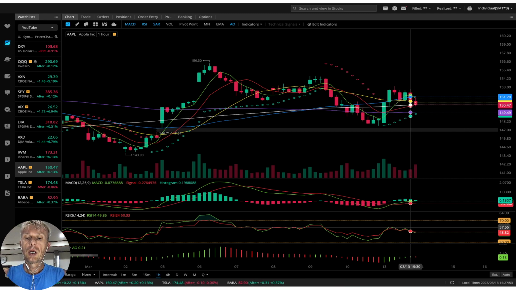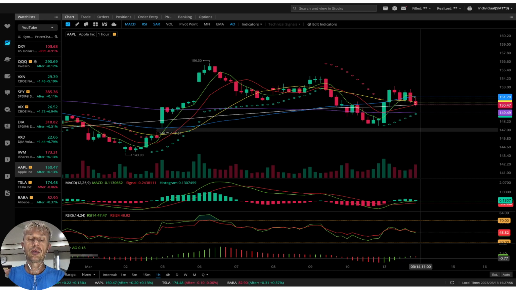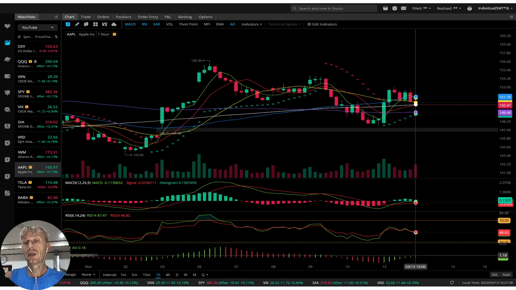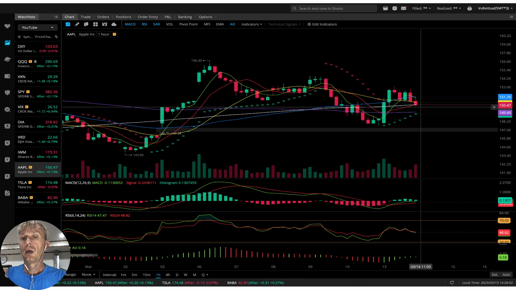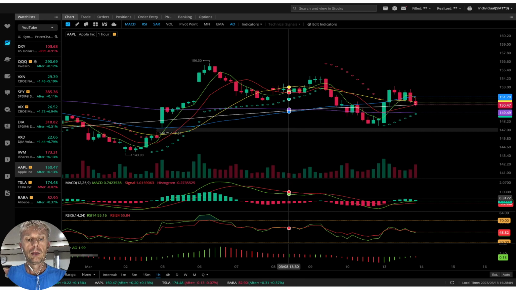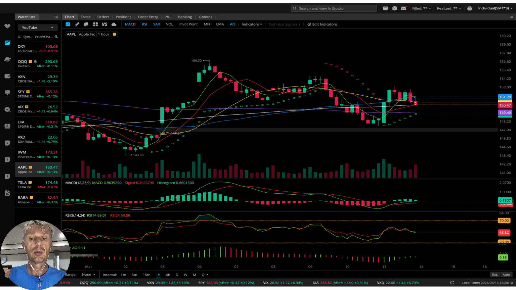MACD bullish, RSI bearish, Awesome Oscillator bearish. 2 indicators bearish, 3 indicators bullish. That's what we have. 4 hours and daily are bearish. On the 1 hour time frame, it's 3 indicators bullish and 2 indicators bearish. Let's move to Tesla.